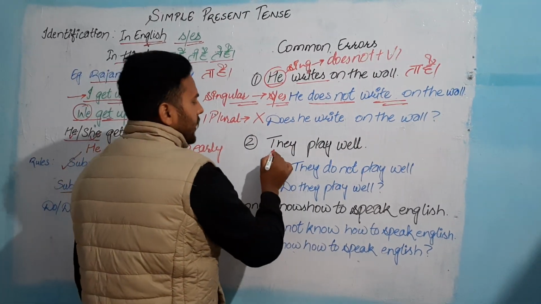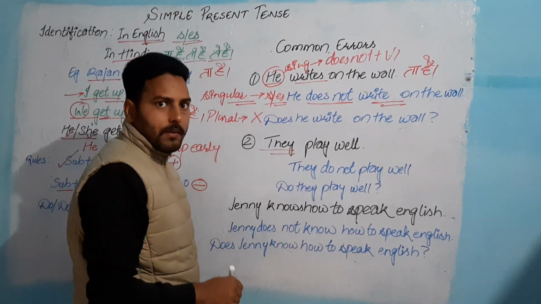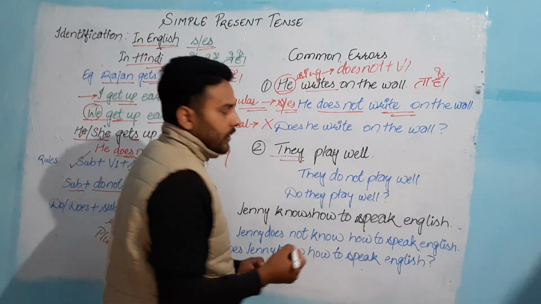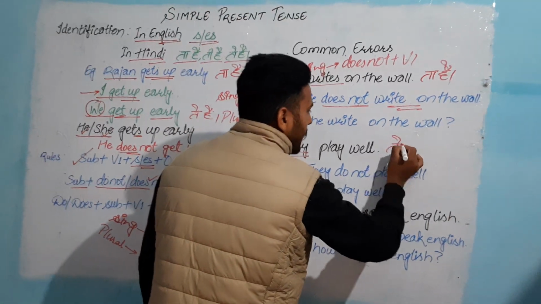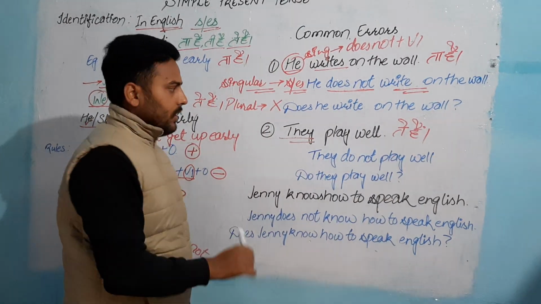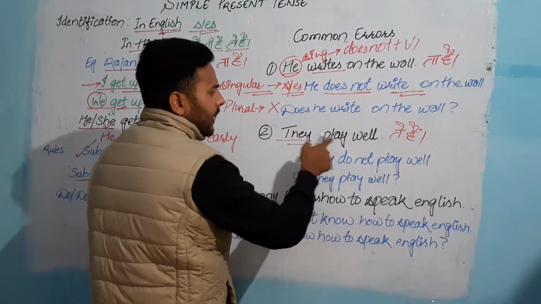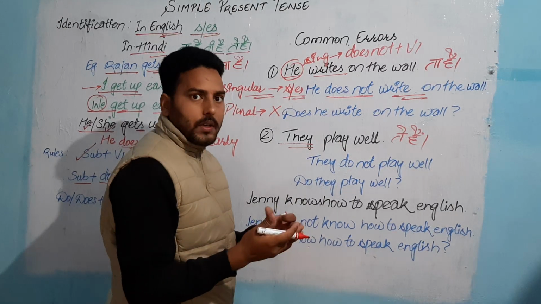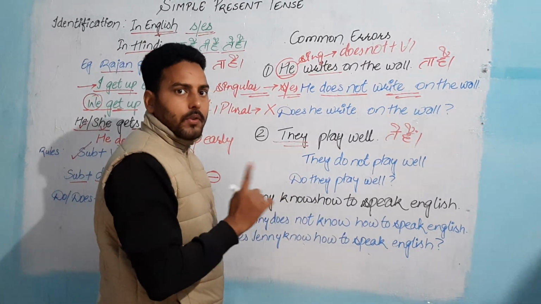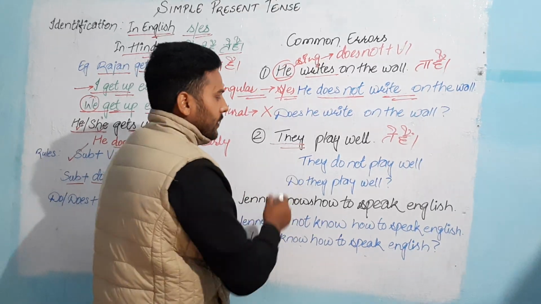Now next one is the example I have given you with the plural subject. They play well means वो अच्छा खेलते हैं. Look at here, the sound is coming ते हैं. Why? Because it is a plural subject. Now look at here, dear students. They play well. Can you see here s or es? Not at all. Why? Because this is a plural subject. With plural we don't use s or es.